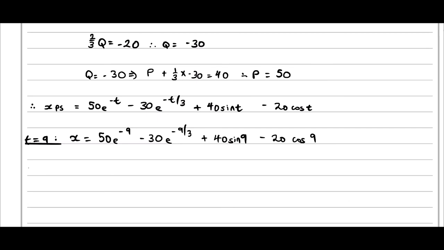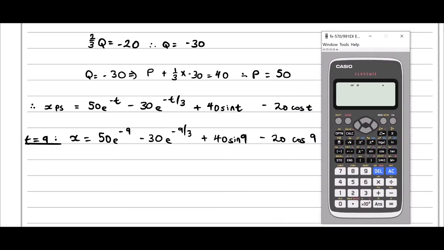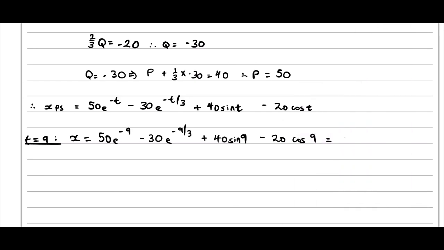So working this out, if we grab our calculator, we have over here 50 e to the minus 9 minus 30 e to the minus 9 over 3 plus 40 sine of 9 minus 20 cos of 9. We end up with 33.219, etc. And therefore, we have 33 meters. Okay?